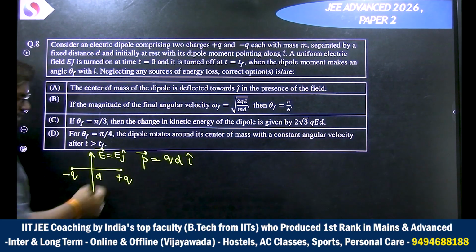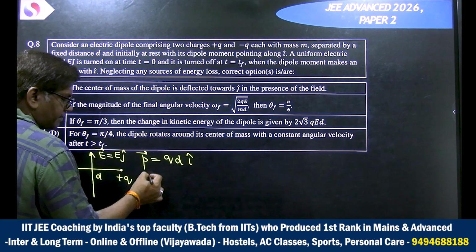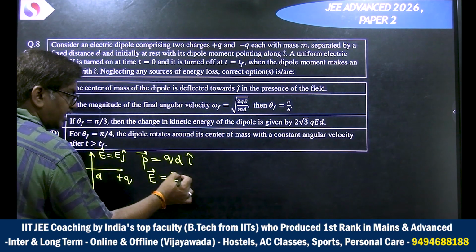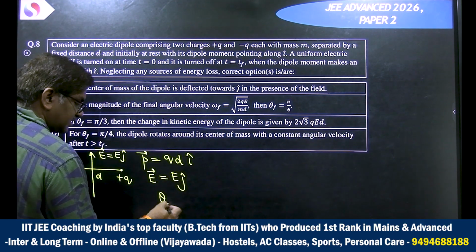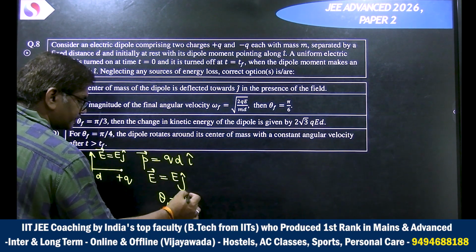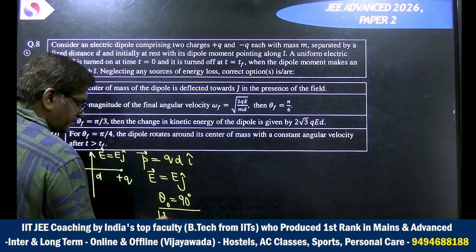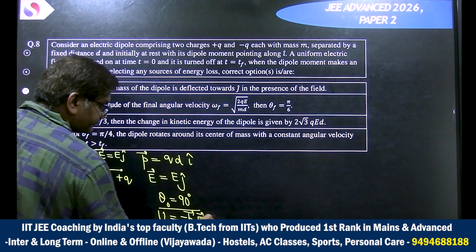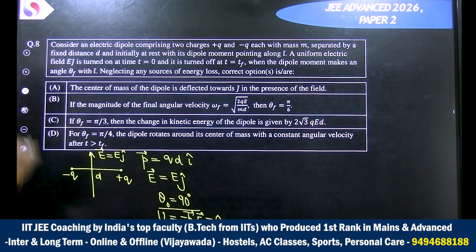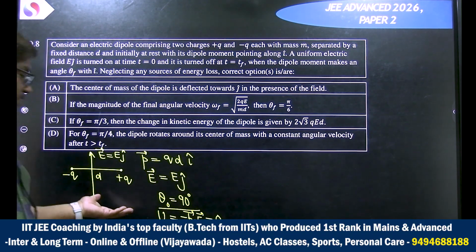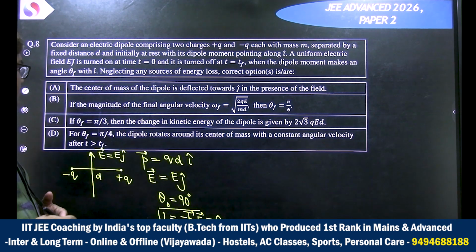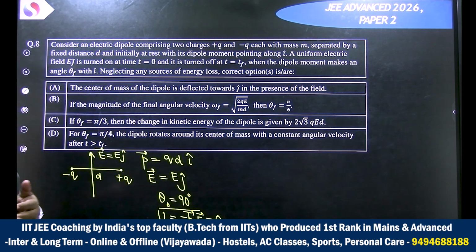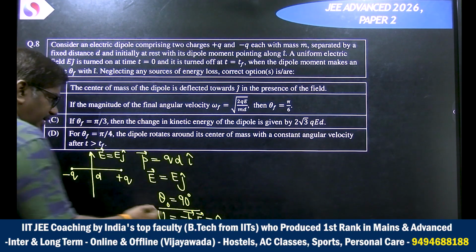So if I ask you what is the angle between P and E, clearly the initial angle between P and E is 90 degrees. That means if I define the initial potential energy, which is minus P dot E, that will be 0. Now you say, sir, potential energy, because obviously if they are asking about the velocities, change in kinetic energy, then obviously we have to use the concept of potential energy. So P dot E initially is 0.